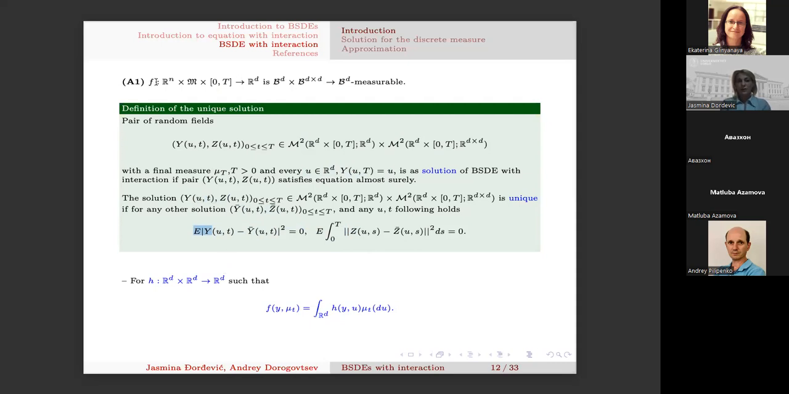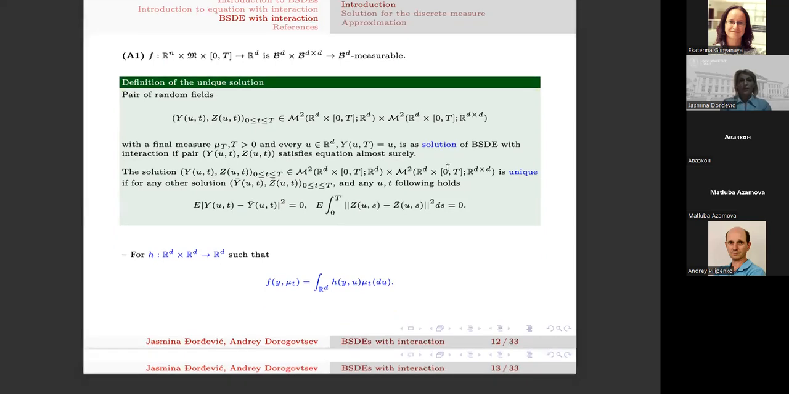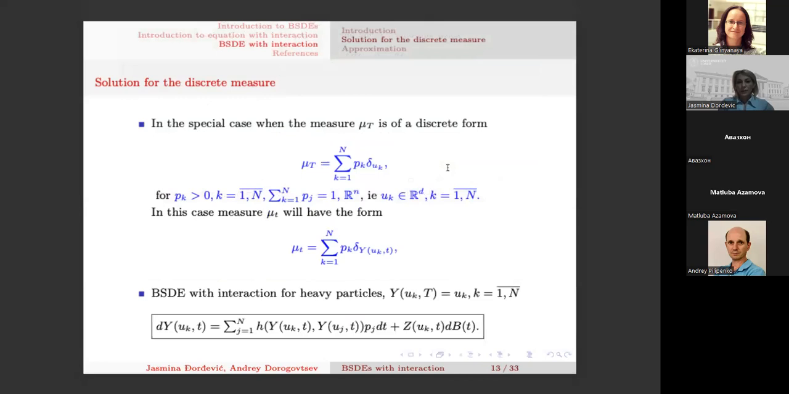We will observe a particular case of function f, which is the drift coefficient, as was done in the forward case. We suppose that f can be expressed as an integral of some function h and measure mu t. So in the case of discrete measures, if we have a discrete final measure, given similarly as in the forward case as a sum of probabilities and delta u_k's, where probabilities are positive and u_k's are from R^d, then our measure mu t is given in the following way.